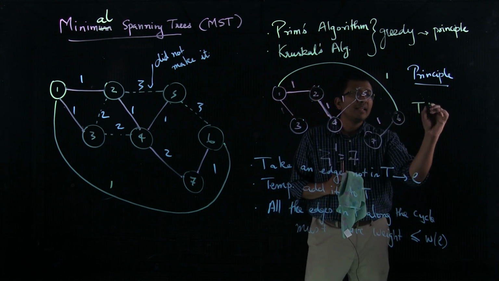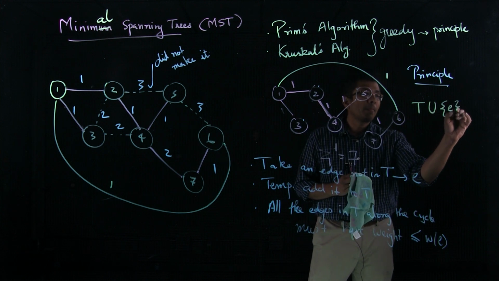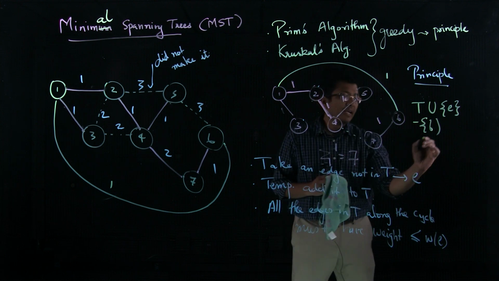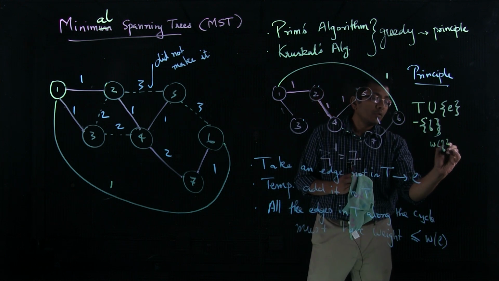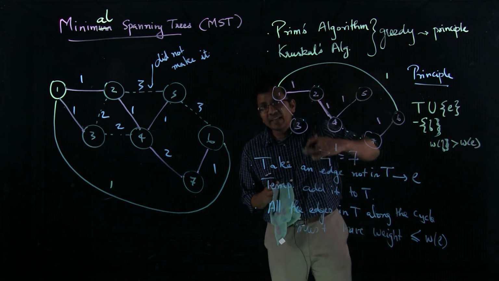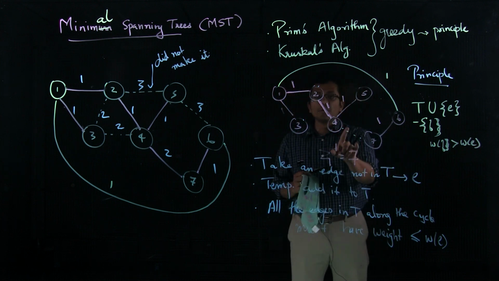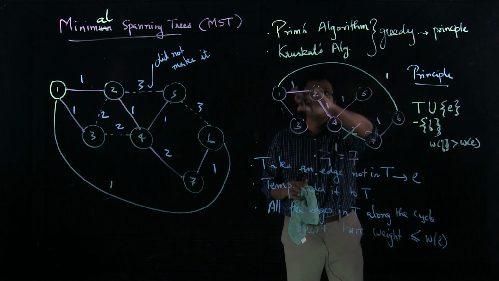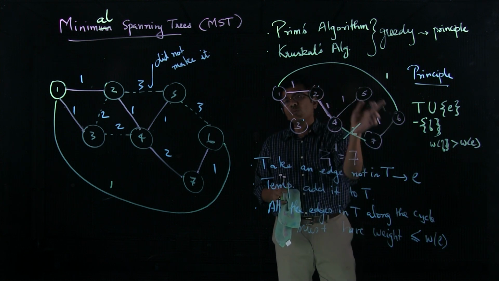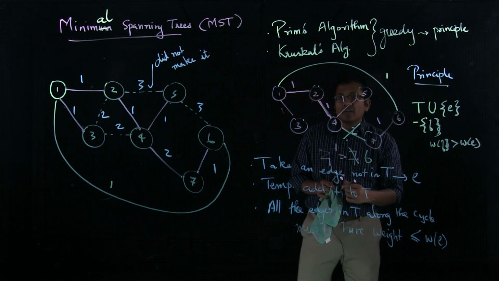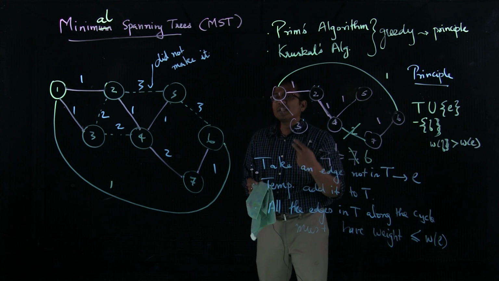So if I take T union this E, but if I remove this edge F such that the weight of F was greater than weight of E, then the overall sum of the weights will have to decrease, right? So I have taken an edge of weight 2 in the original tree out. I took it out and I replaced it with an edge of weight 1. So the entire weight of the tree has to go down from 7 to 6. So this is not going to be possible in the minimum spanning tree.